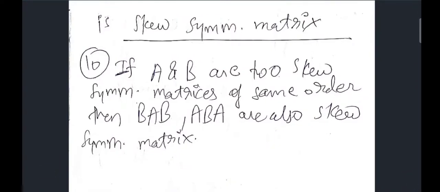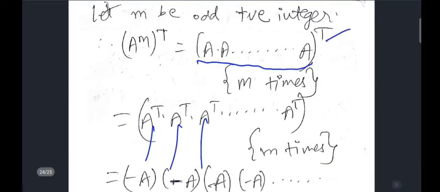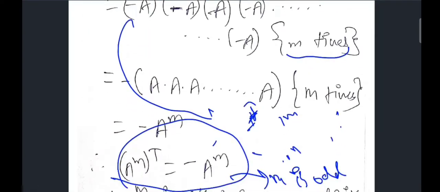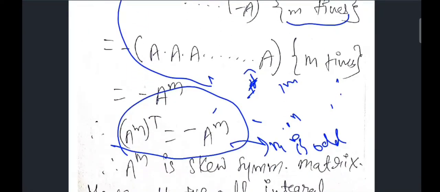Now you can prove it for even power also. I have already told you the same proof will be there. For even power also the same proof is going to be there. Instead of this minus sign, you will get minus 1 to the power m, A to the power m. Let me tell you, minus 1 to the power m, A to the power m is there.